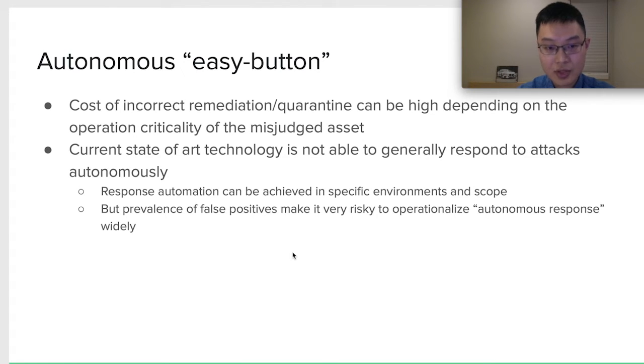Response automation can still be achieved in very specific environments and scope, but the prevalence of false positives definitely makes it quite risky when trying to operationalize it in a very broad deployment.